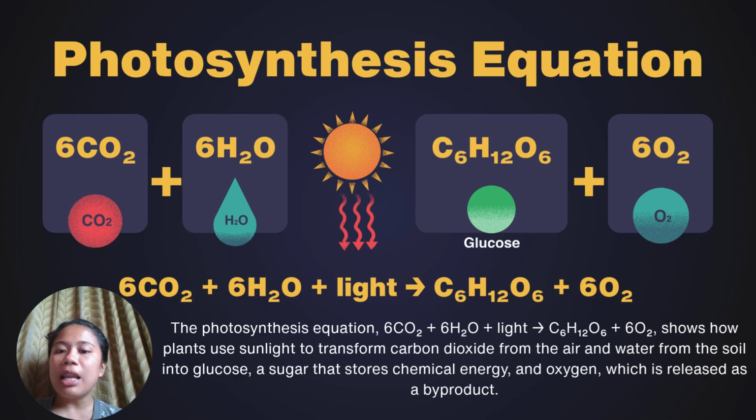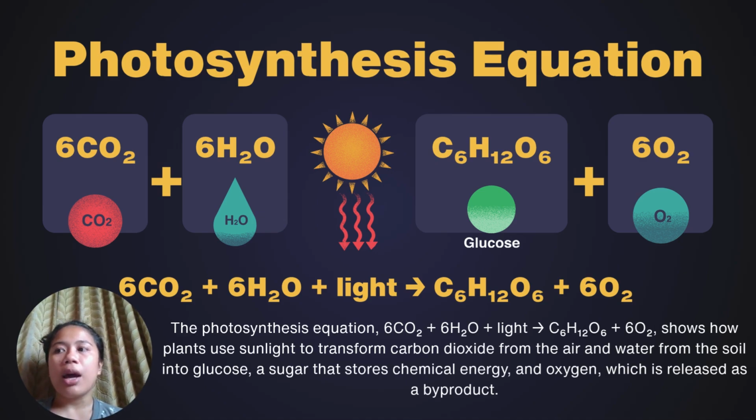For this one, how many carbon dioxide molecules are needed? 6 carbon dioxide and also 6 H2O, or water, plus light. In order for photosynthesis to occur, light must be present. And as a product, the chemical or molecular formula of glucose is C6H12O6. Remember that. After carbon dioxide, water, and light react, they convert into glucose plus oxygen.